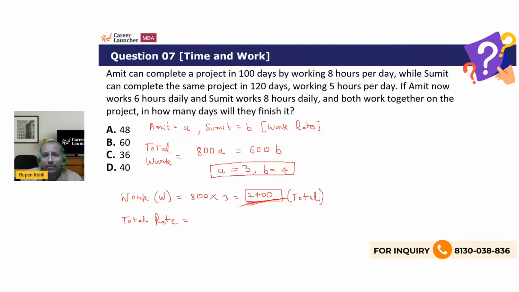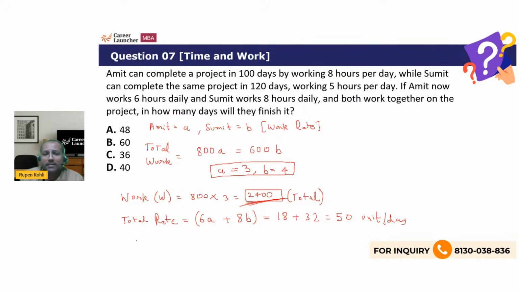Now they're working together. Amit now works 6 hours daily, so 6A units of work is done. And for Sumit, 8 hours, so 8B units of work is done. In total, 6A plus 8B is the combined working rate, wherein we have taken A as 3 and B as 4. So 6 into 3 is 18, and 8 into 4 is 32. 32 and 18, so 50 units per day is the work rate.